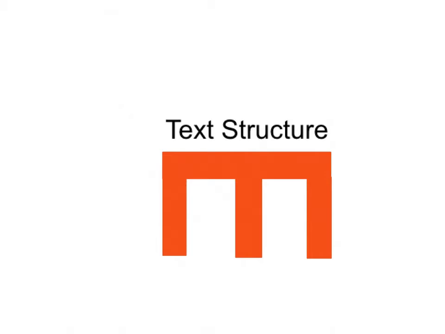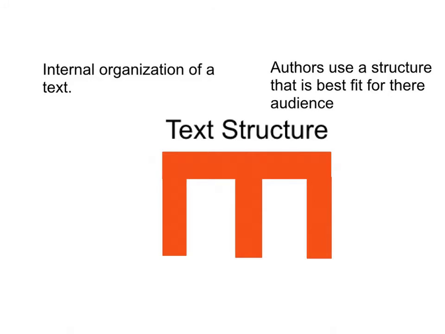Text structures refer to the internal organization of a text. As authors communicate or write an idea, they use a predictable text structure to communicate with the audience. This allows them to really get across their point of view. Text structures are key things to hone in on for good readers.